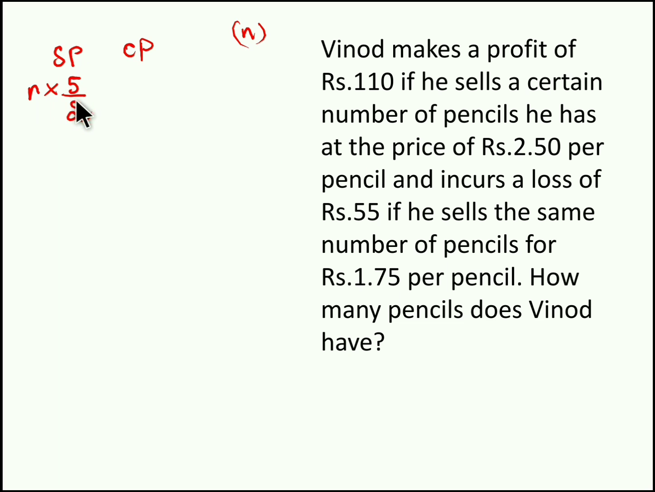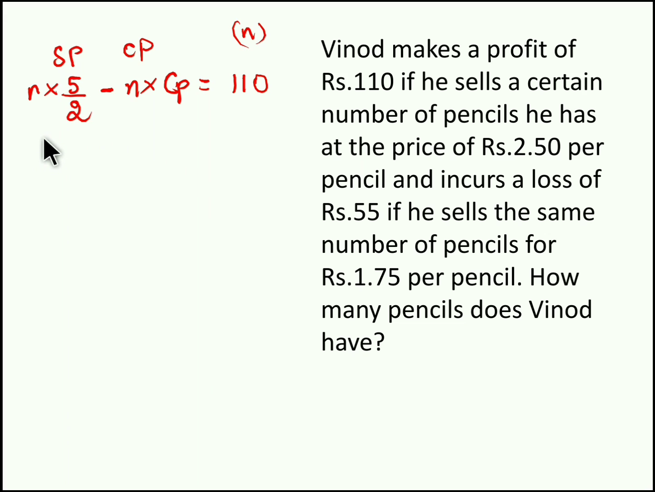Now he sold n pencils for 5/2 rupees each, minus the same number of pencils purchased for the cost price. We can take the cost price as CP. So here the total profit is 110 rupees. Now if you look at the second statement, it is clearly given that he incurs a loss of 55 rupees if he sells the same number of pencils for 1.75 rupees. So instead of selling for 2.50 rupees, if he sells the same pencils for 1.75 rupees, he will incur a loss of 55. Loss means cost price minus selling price.